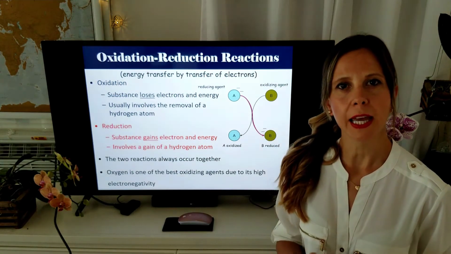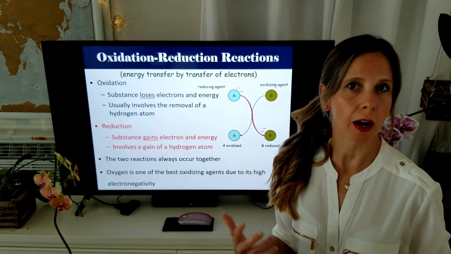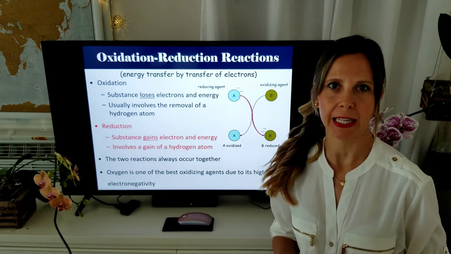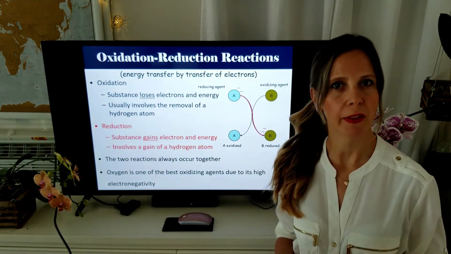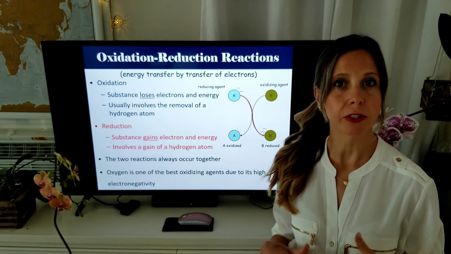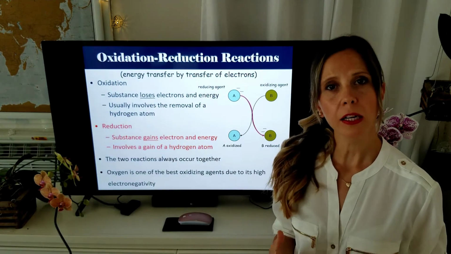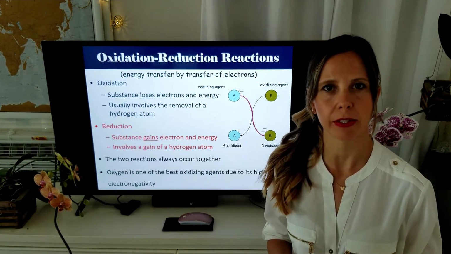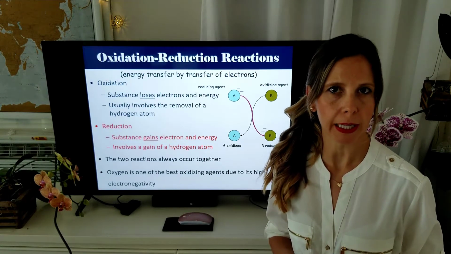The oxidizing agent would be the agent that is doing the oxidizing, so it itself would be reduced and would be gaining electrons. The reducing agent is the one that does the reducing, so it itself is going to be oxidized and it's going to lose electrons. Oxygen is a really good oxidizing agent because of its high electronegativity. It has a very strong pull on electrons.